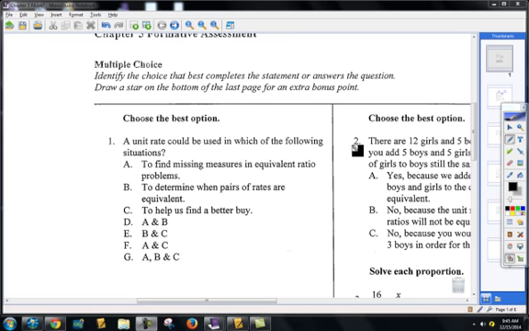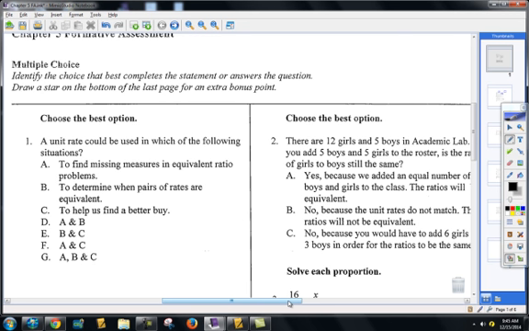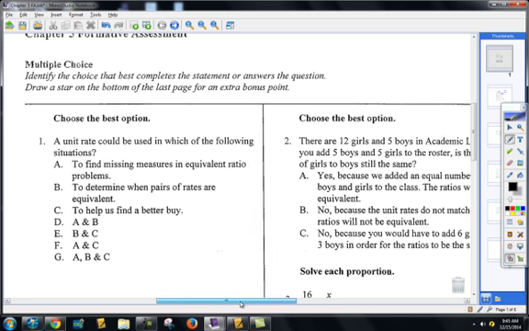Okay, number 1 and number 2 do not have learning targets because they're more just general about your knowledge of unit rates and ratios and proportions rather than a specific skill. So they're not really a learning target. So there will not be any check or an X for those two.